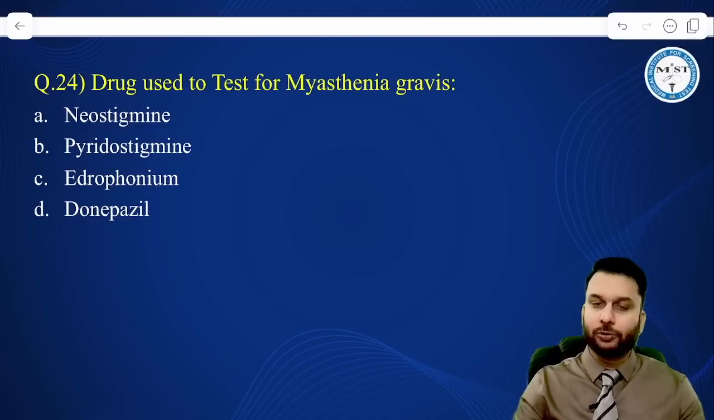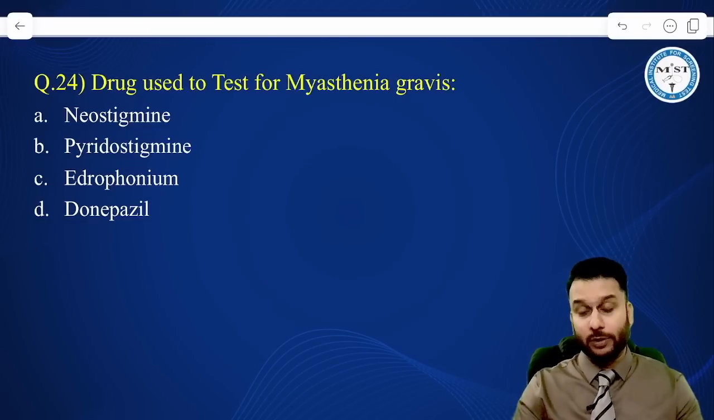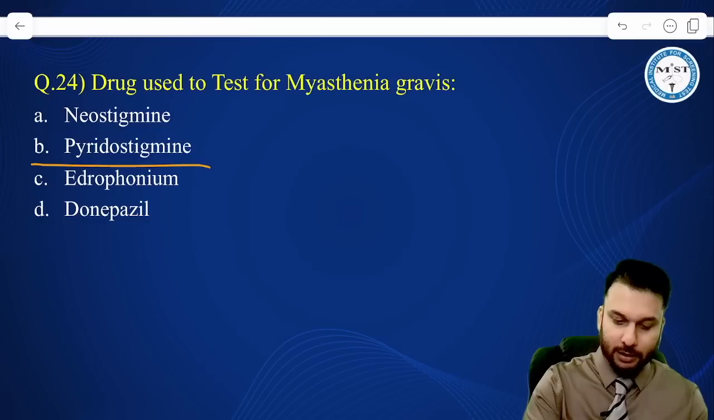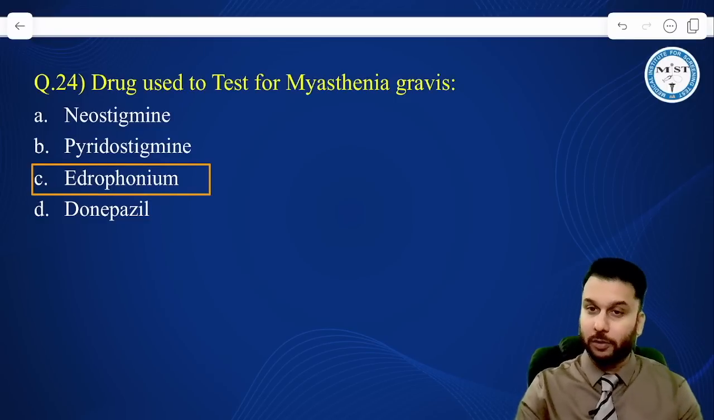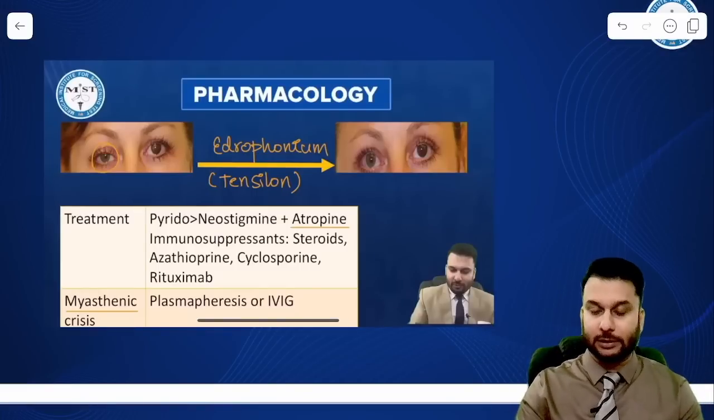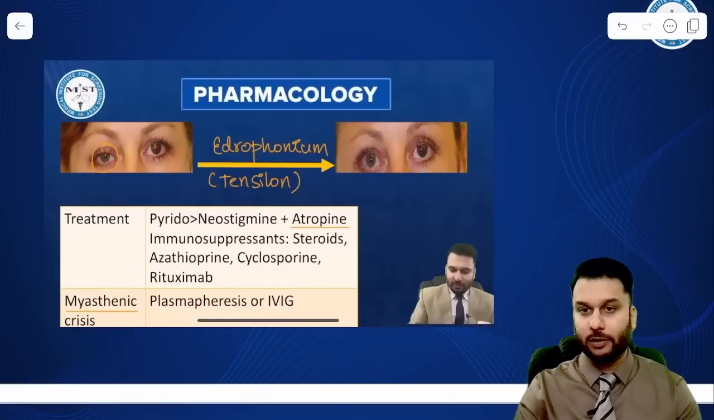A drug used to test for myasthenia gravis. Once again, a few people told me, I'm not sure if this was a question that was asked, but if it was asked, it is the Tensilon test that they're asking about, and the drug for the Tensilon test is edrophonium. Edrophonium, something that is again discussed during our 25 important question series.